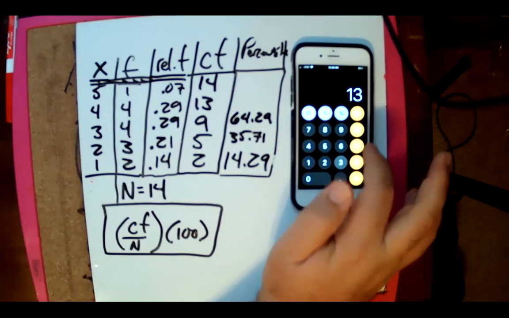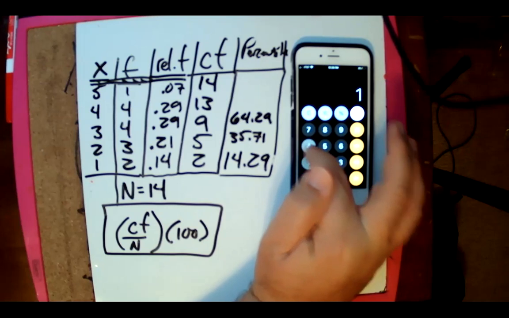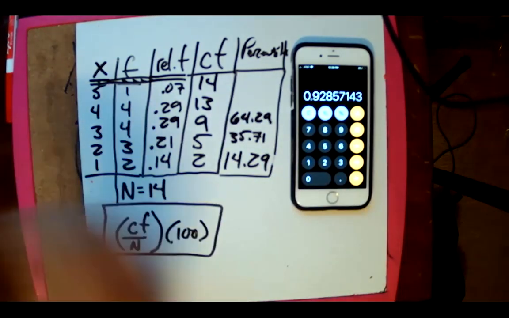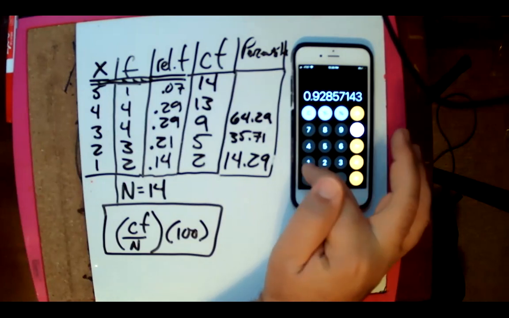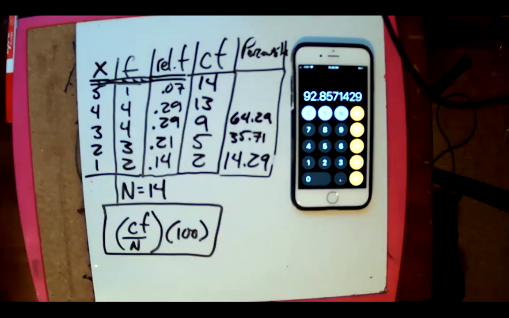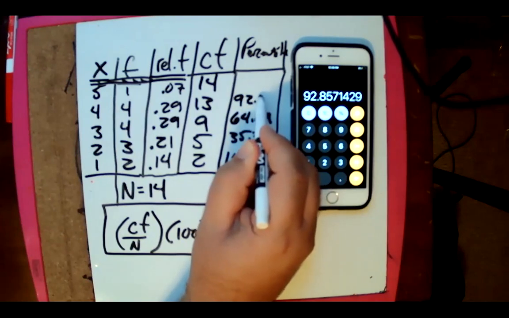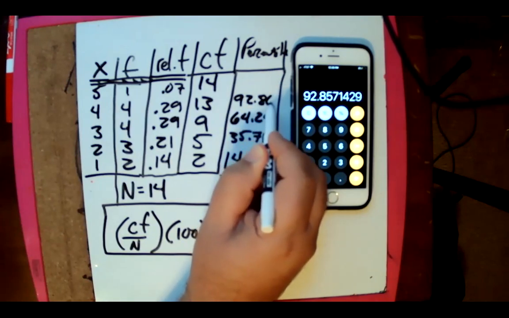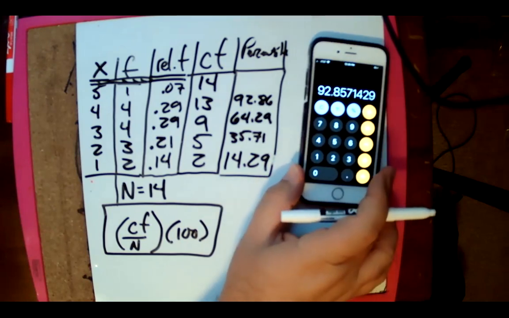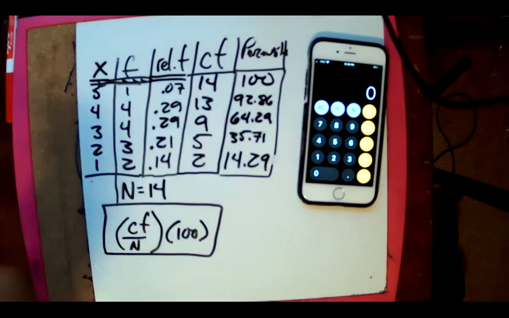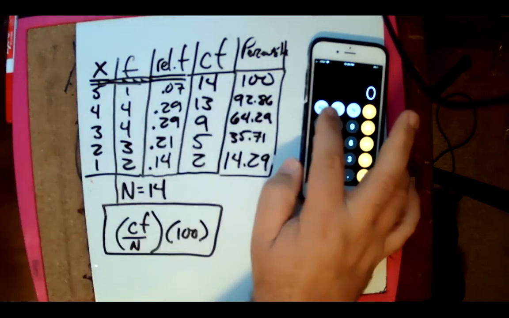And we're almost there. Now we're going to do 13 divided by 14. So we get 0.93. We're going to multiply that by 100 to get almost every score, 92.86% of the scores, right? And then on top, of course, we have 100, right? Because all the scores are 100 or lower.